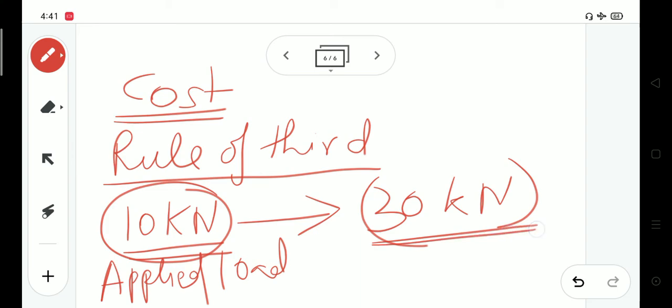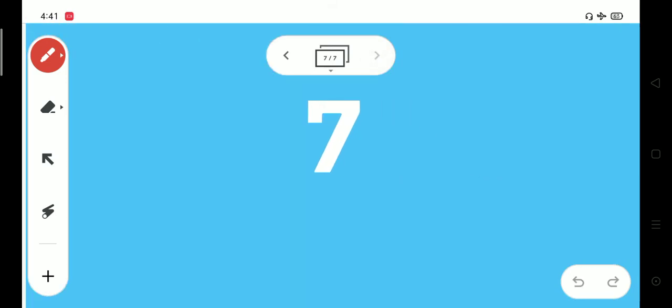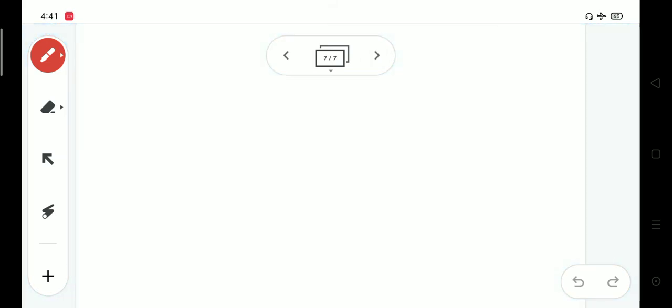But there is a catch. Now you may ask me, what is the catch? That's why I am giving the star. There is a catch. It should withstand 30 kilonewton. That is the first guideline, the first rule. The second guideline states that it should be within the elastic limit, and it should follow the rule of third.